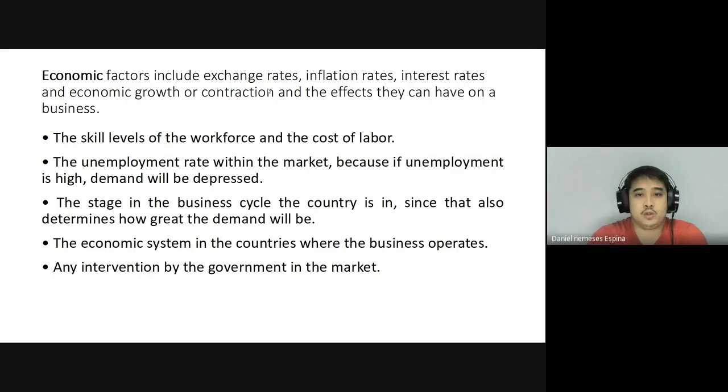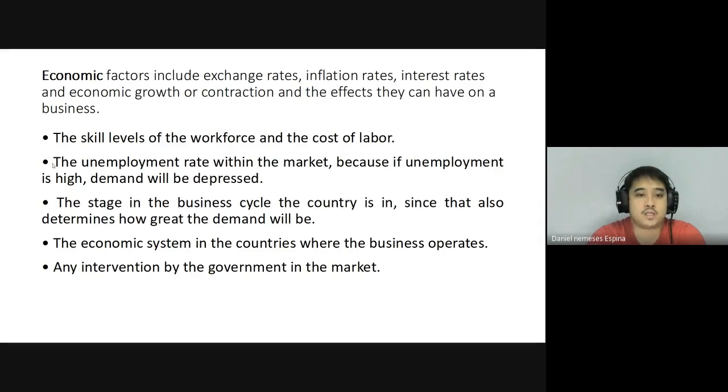Economic factors include the exchange rates, the inflation, interest rates, and economic growth or contractions and the effects that they can have on the business. So all of those economic factors may or may not affect the business. So examples of economic factors are the following. You have the skill levels of the workforce and the cost of labor, the unemployment rate within the market, because if unemployment is high, demand will be depressed.